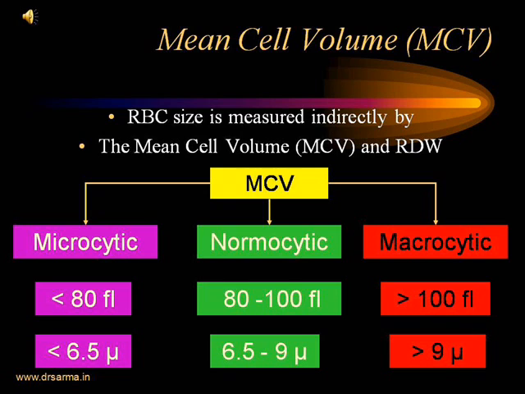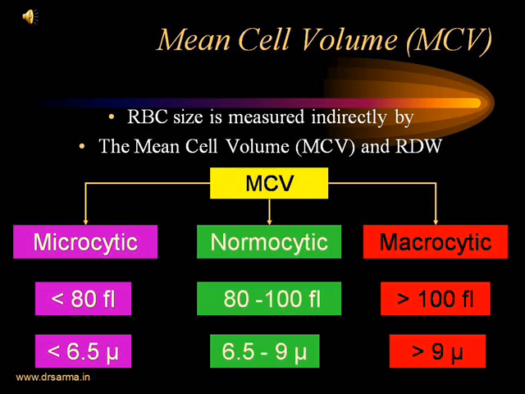If we have an abnormality of the size of the RBC, they could be microcytic or they could be macrocytic. When do we say that they are microcytic? When the MCV is less than 80 femtoliters. The violet boxes here correspond to the 6.5 microns or less size. On the right hand side, we have macrocytic red cells. Macrocytic red cells are those whose cell size is more than 9 microns or whose MCV is more than 100 femtoliters.